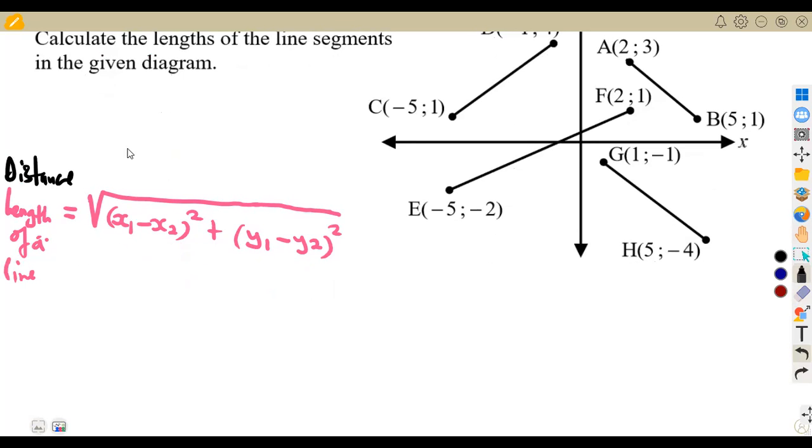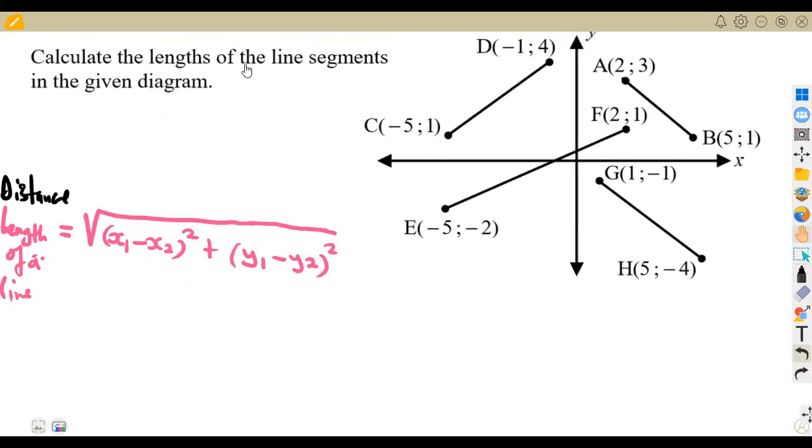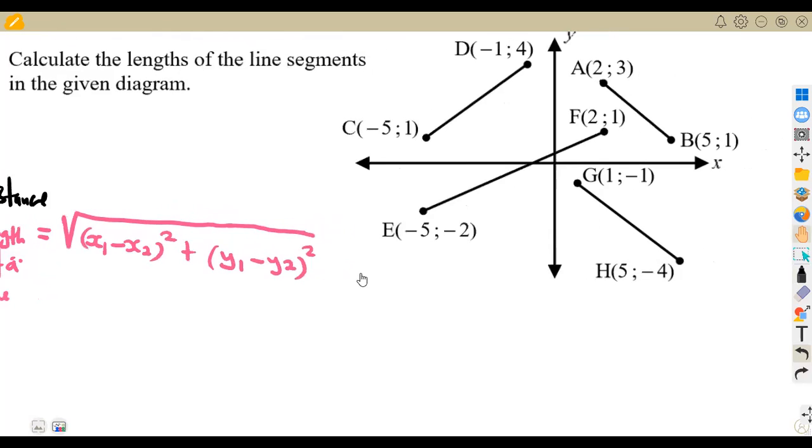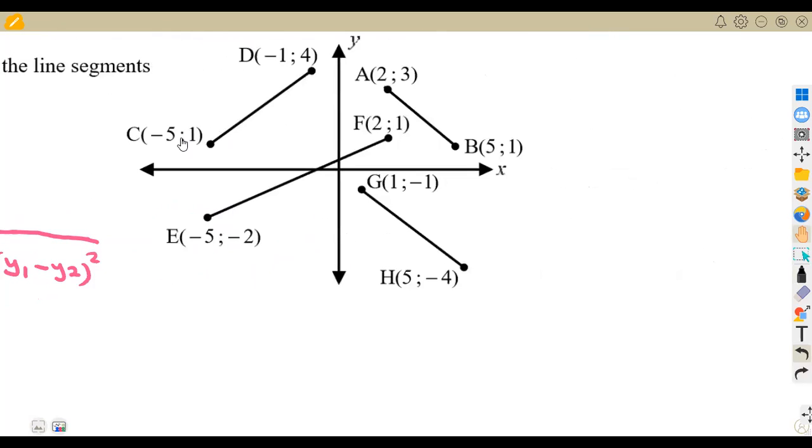So we are given here: calculate the length of the line segments in the given diagram. This is the given diagram. We've got our line segment AB, then we've got CD, EF, and GH, like that.